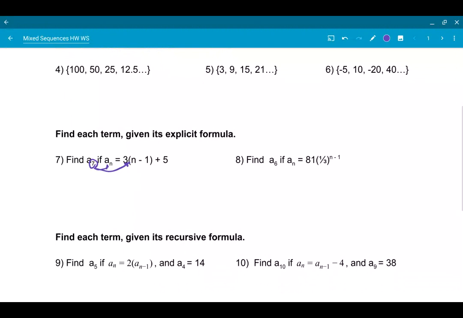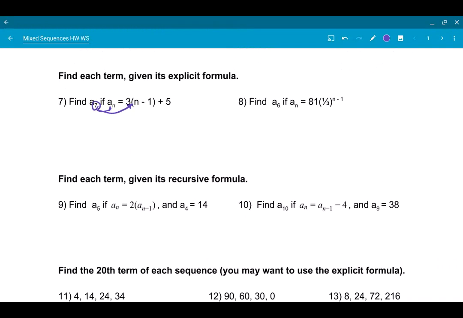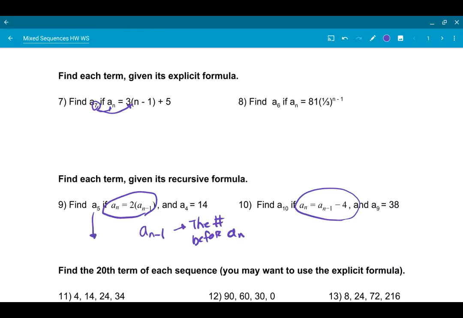Number 8 is a little tricky. You might need a calculator to apply that exponent, and that's totally fine. This one is a recursive formula, and I know that these look ugly. Like they look big and scary and confusing. But remember, a sub n minus 1 is just the number before a sub n. And so what that means is if I'm finding a sub 5 and n is 5, that means over here a sub n minus 1 is just going to be a sub 4. And I tell you what a sub 4 is.